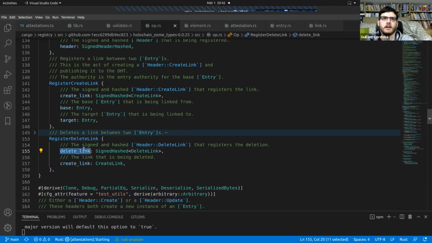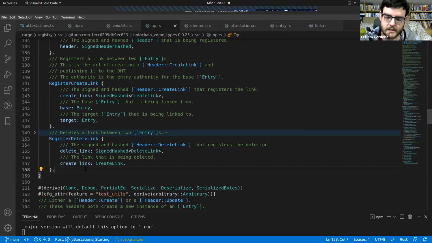Imagine we are doing a mutual create transaction and deleting a link actually means, I don't know, rejecting an offer. So maybe only the author of the offer can delete the link, right? Something like this. This is where you would do it.